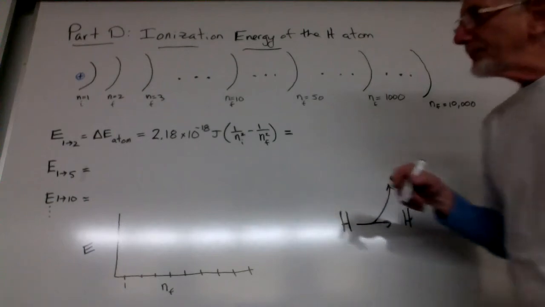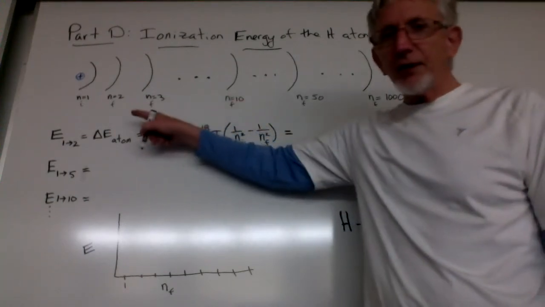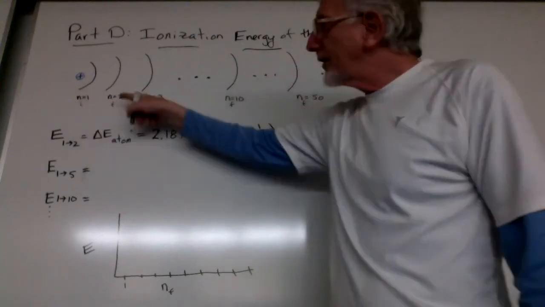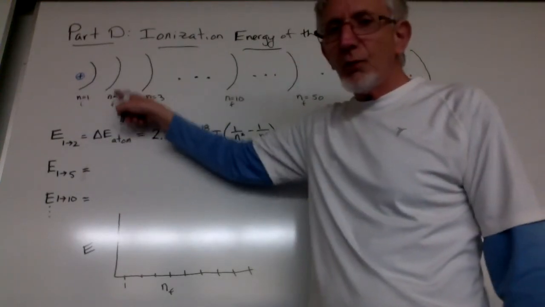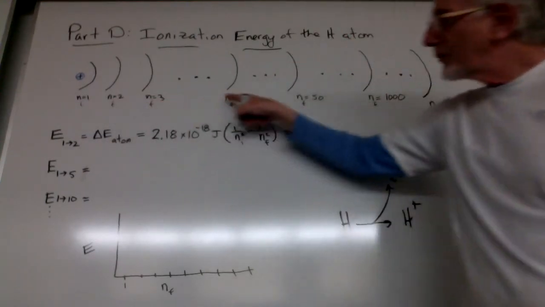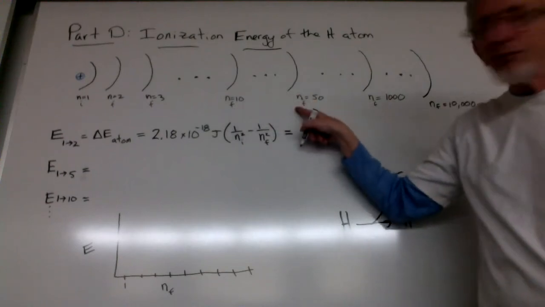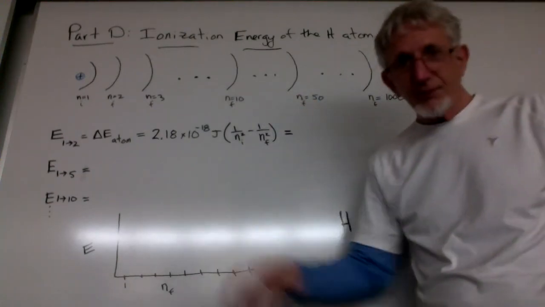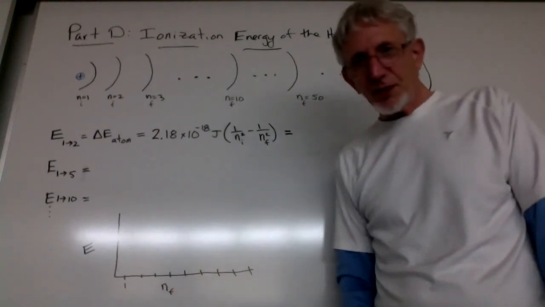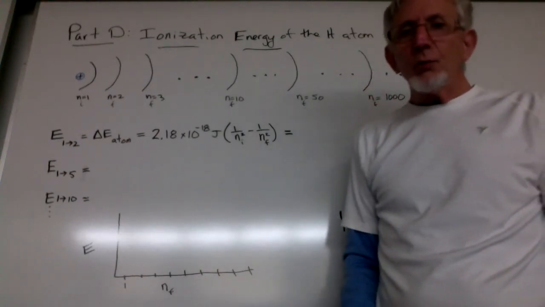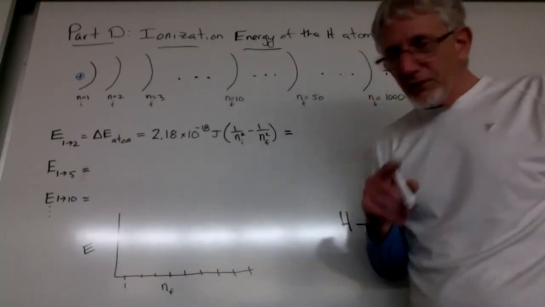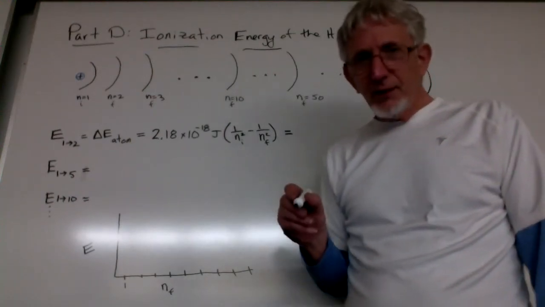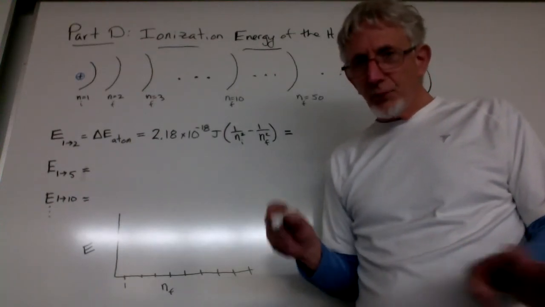So in part D, here's a diagram of the Bohr model of the atom. There's the nucleus, and here are the different allowed orbitals, n equal 1, n equal 2, n equal 3, and then we jump up to n equal 10, n equal 50, 1,000, 10,000. They just keep going on forever. Well, not forever, but for large numbers. And in this part of the lab, you're going to calculate using Bohr's model, the Bohr model equation.